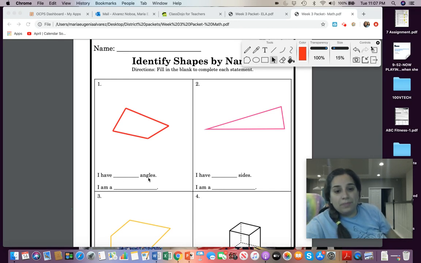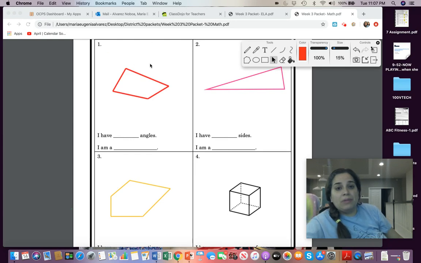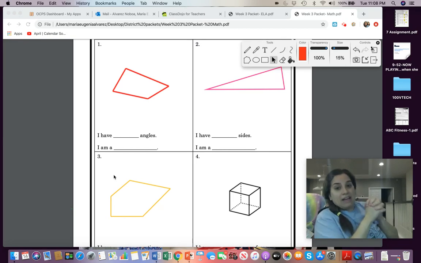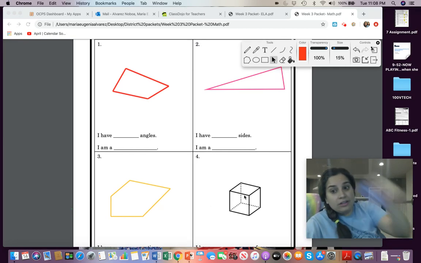I have blank angles. How many angles does this shape have? Then you have to say, I am a, is it a triangle? Is it a quadrilateral? Is it a pentagon? Is it a hexagon? Let me tell you, number 1, 2, and 3, they all look like what kind of shapes? Flat 2D or solid 3D? What kind of shapes do 1, 2, and 3 look like? Flat. Flat. But number 4, it's like a cube.